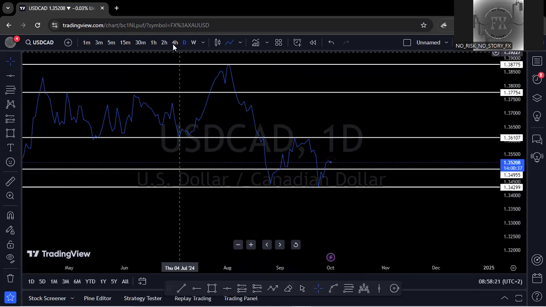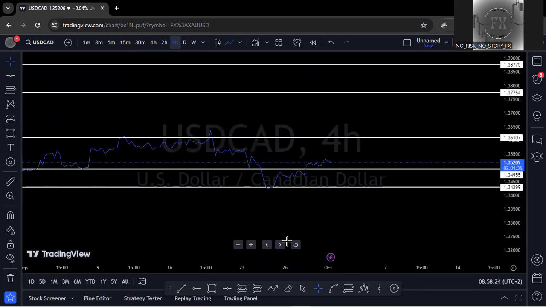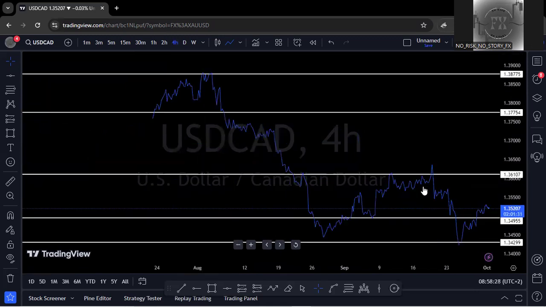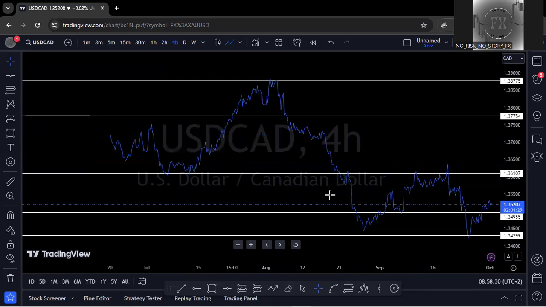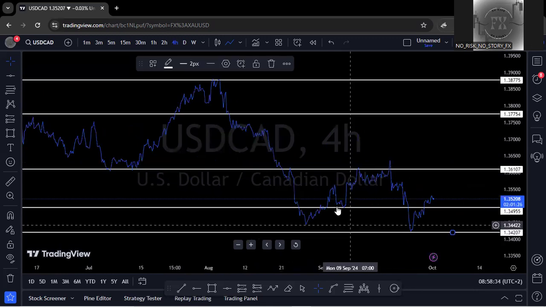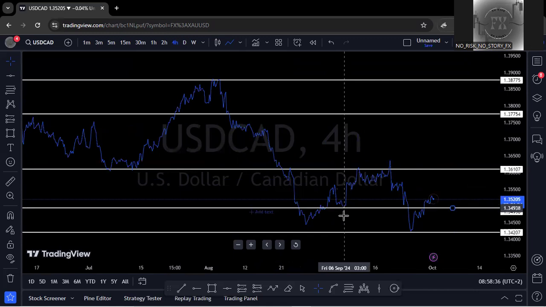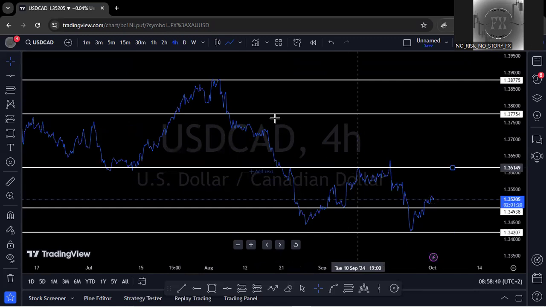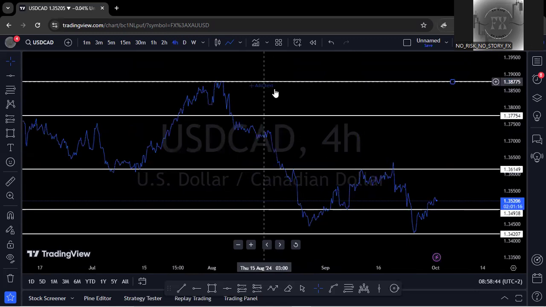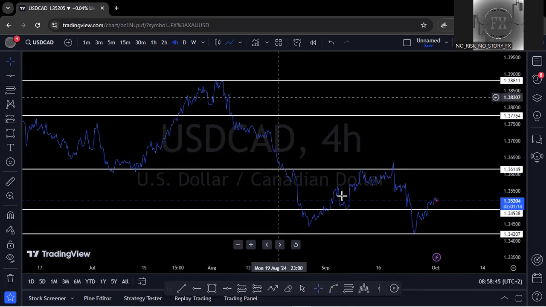So I would like to go to my 4-hour time frame and make sure that I adjust my zones nicely and perfectly. And I like this one here and here, and then this one somewhere around there. This one is fine here, and then this one somewhere around there, right?